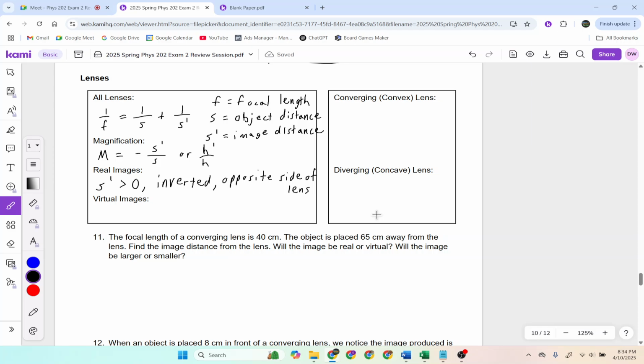And then we have virtual images. Virtual images are where s prime is less than 0. It's negative. These images will always be upright, and they are going to be on the same side as the object.